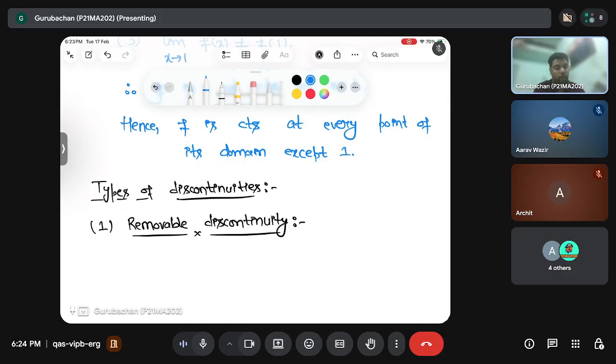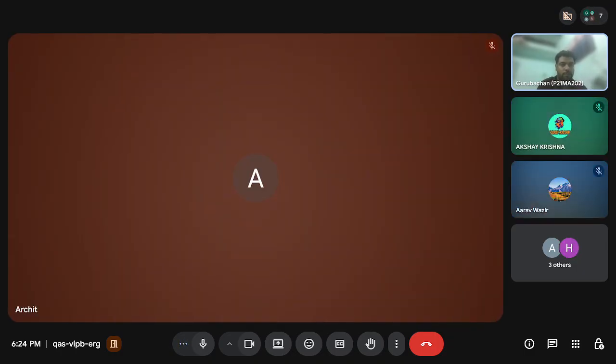Or if we write it like this, suppose this is your f(x), and let f(x) be sin x by x. Then we can say that f(0) is not defined. Then this type of discontinuity is called removable.